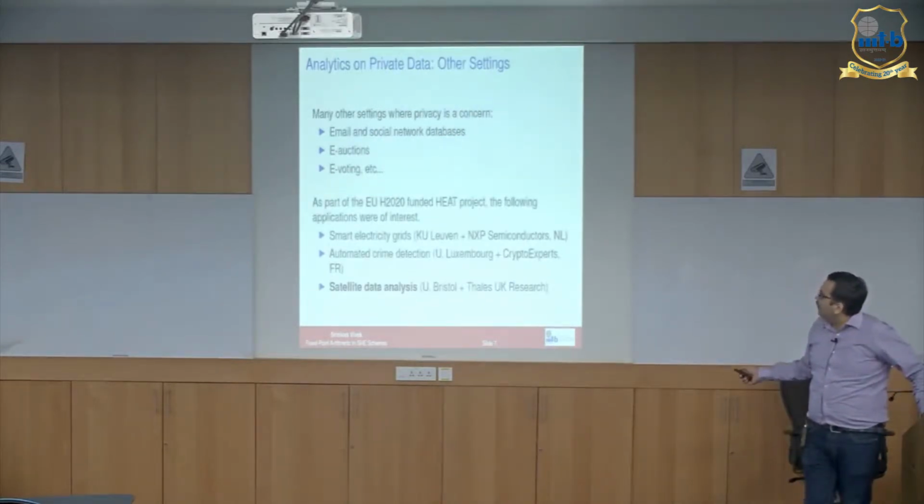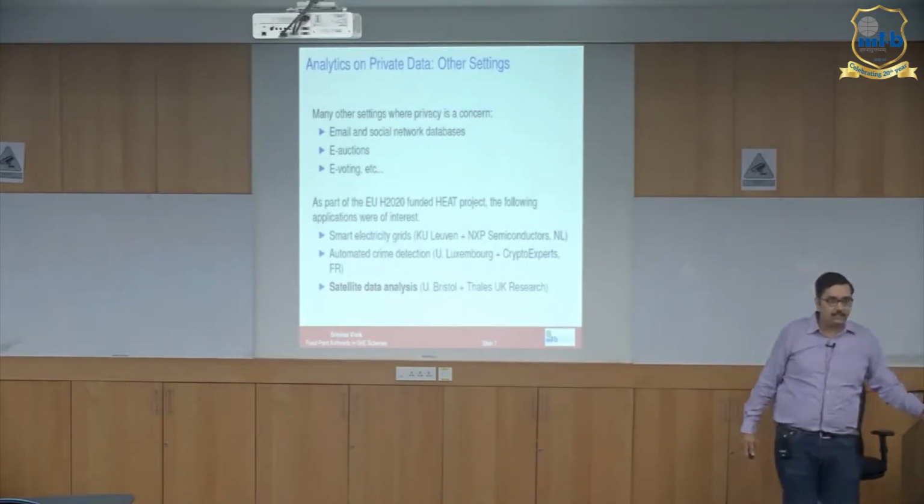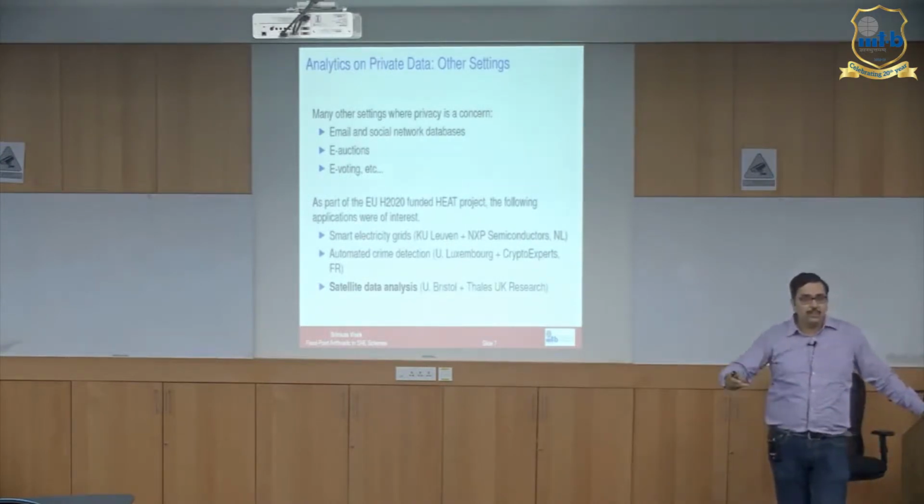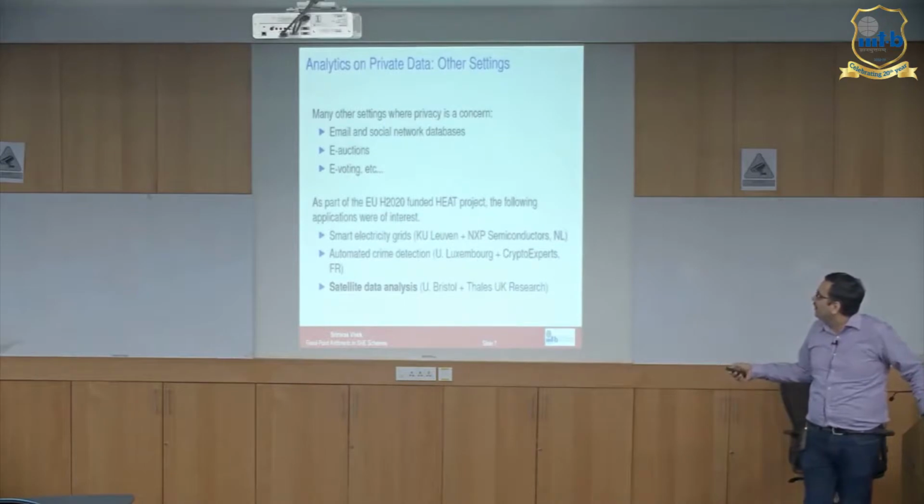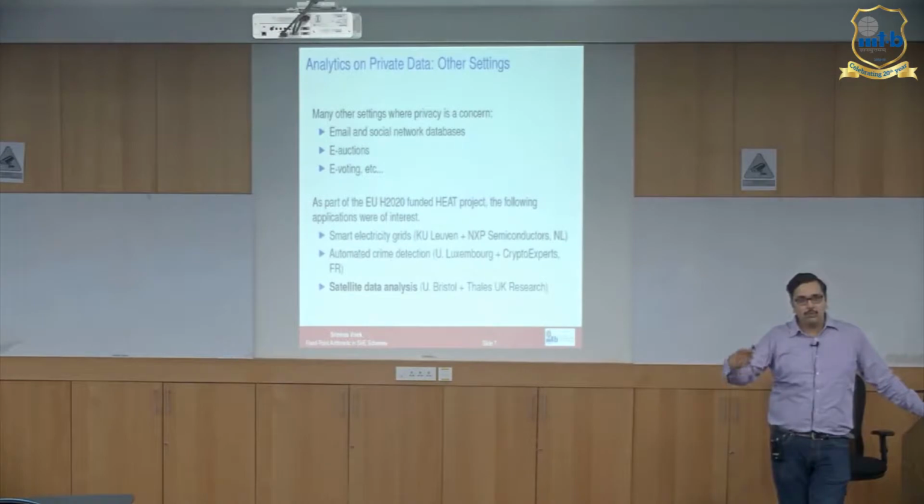Of course there are many other settings where we are concerned about the privacy of our data. For example, in email and social network databases, Facebook, now and then it is in the news, right, about users' privacy and how they are misusing the data. And e-auctions, for example: how to determine the highest bidder in such a way that you don't leak the information about the individual bids, yet you want to arrive at the highest bid. Okay.